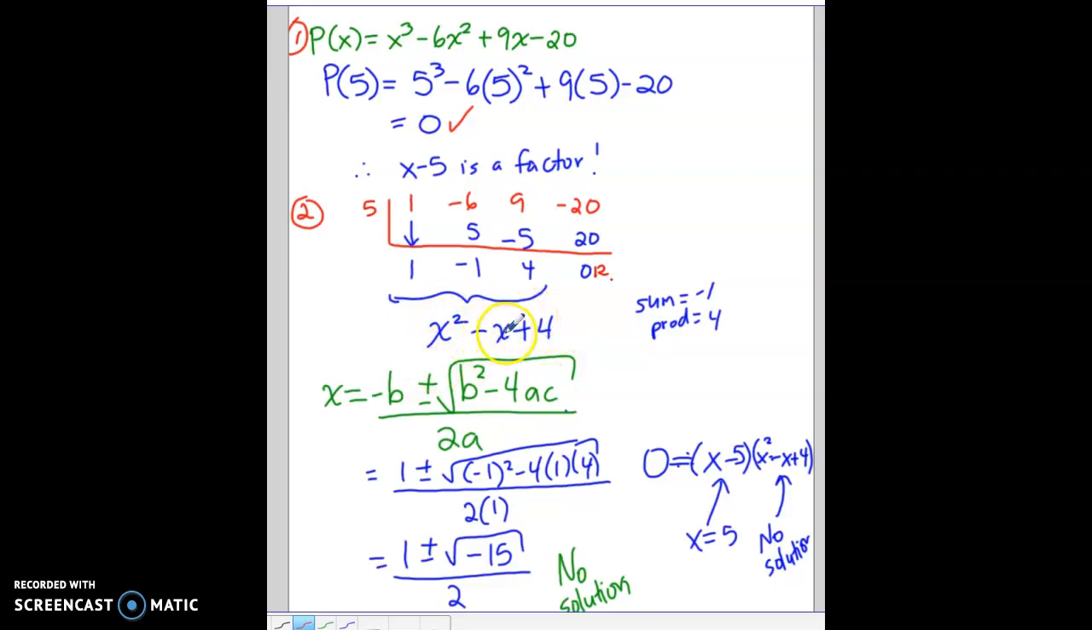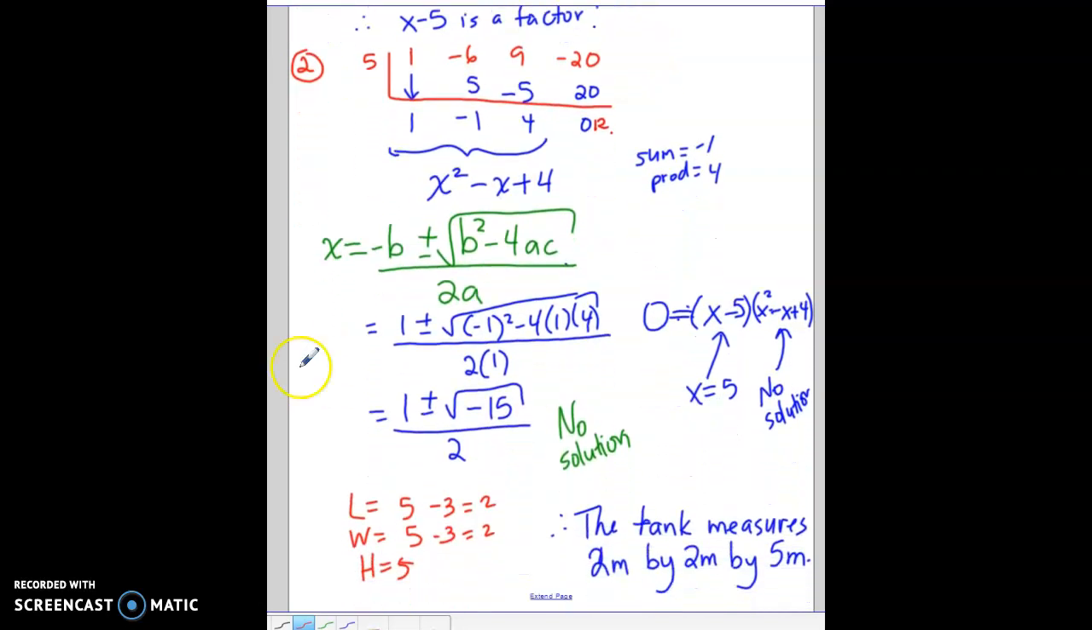If you can factor that quadratic, you will find more factors. However, since it cannot be factored, we take it through the quadratic formula step to find the x values that this equals. And it turns out that because the discriminant under the square root is a negative value, it cannot be solved.